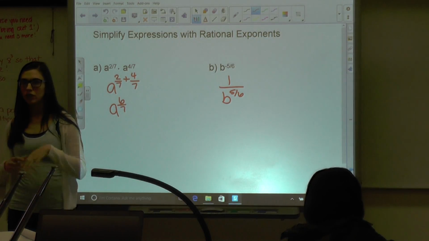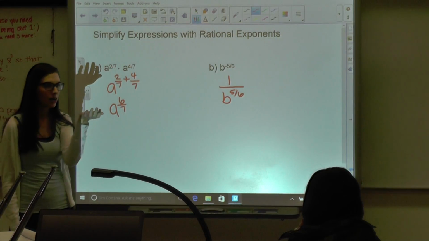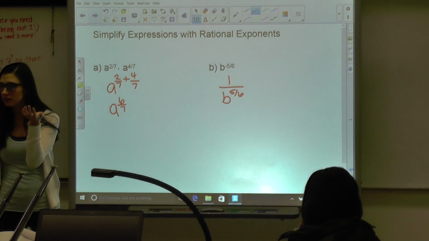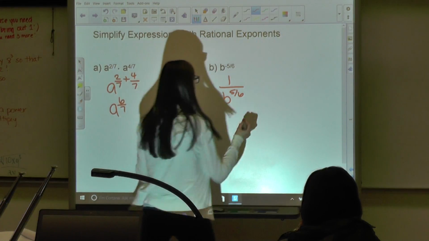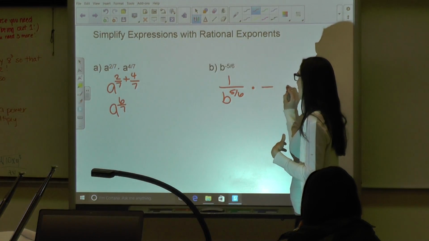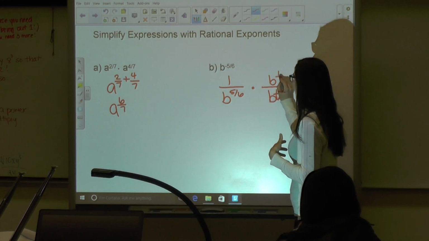Nope. Okay? So if I have 5 out of 6 pieces of the pie, how many pieces of the pie do you still need? 1. You need 1/6 of a pie to make a whole one. So it'd be 1/6 of a b. So what are we going to do? We're multiplying it by b to the power 1/6. That way we can make sure that we have a whole pie.